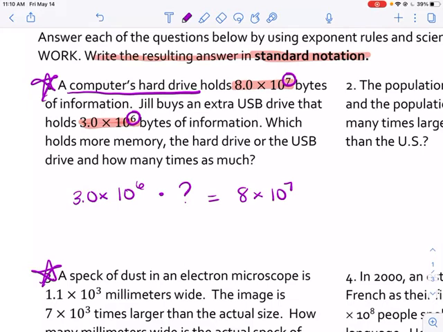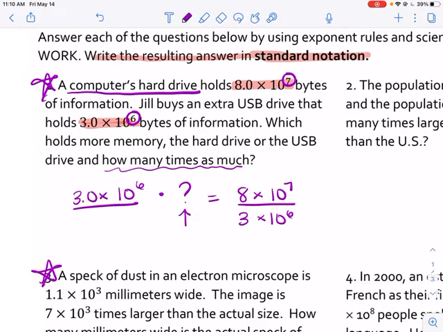Now, to find out that number, I need to divide both sides by 3 times 10 to the 6th. So I'm putting my 3 times 10 to the 6th on the bottom and 8 times 10 to the 7th on top. If it helps, when you say this holds how many times as much as this, the first this should go on the top. So we're going to divide these, and it looks really hard to divide, but it's actually quite simple.